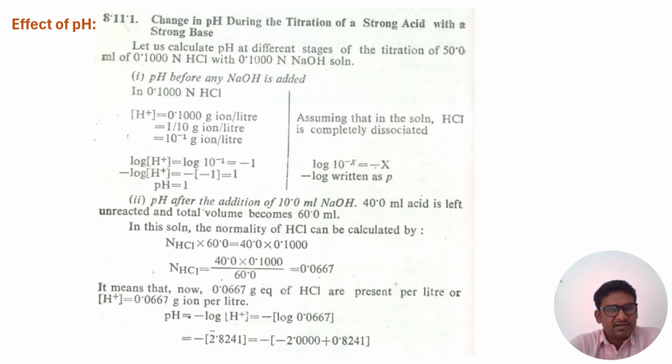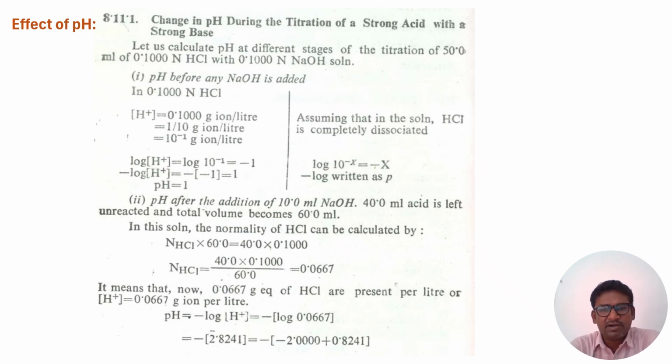See, in the first case we did not add any NaOH, whereas in the second case we are going to add 10 ml of NaOH. In the first case, since there was no NaOH addition, we did not consider NaOH at all. Now if we add 10 ml of NaOH, 40 ml of acid is left, because for 10 ml of NaOH, 10 ml of acid would react. Because we took 50 ml of acid, the remaining 40 ml of HCl is left unreacted. So the total volume became 60 ml.